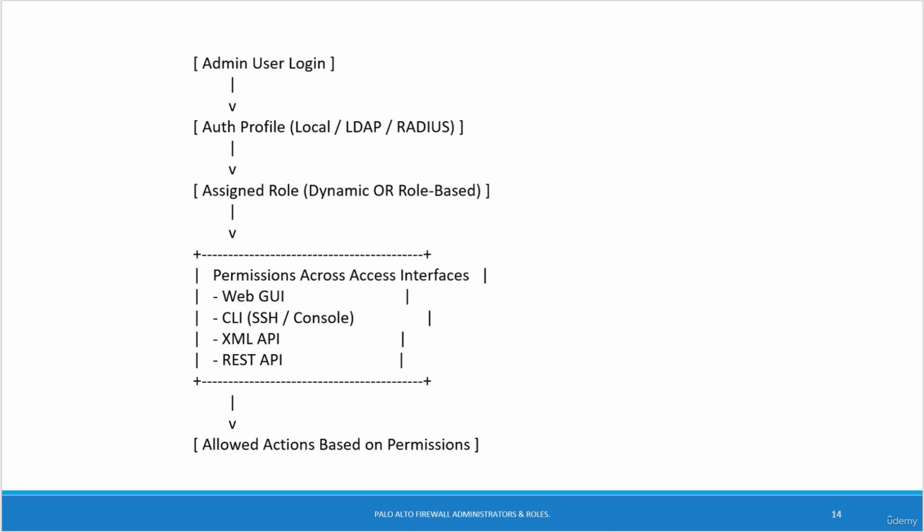Whether it's a dynamic or a role based. Once you have the role, it will have the permissions that would be either web GUI, CLI, XML API, REST API, all of it, some of it, like that, right? Then you have the allowed action based on the permissions. That is the whole flow of how a user would log in and get the access.